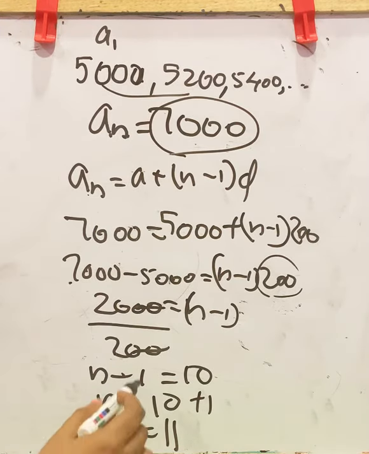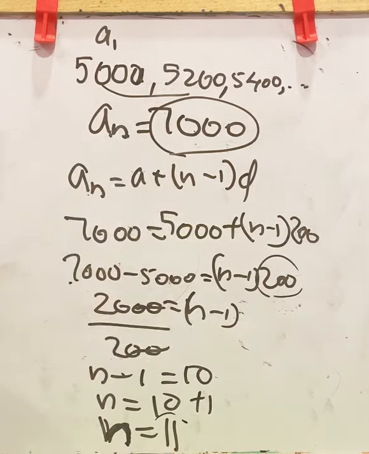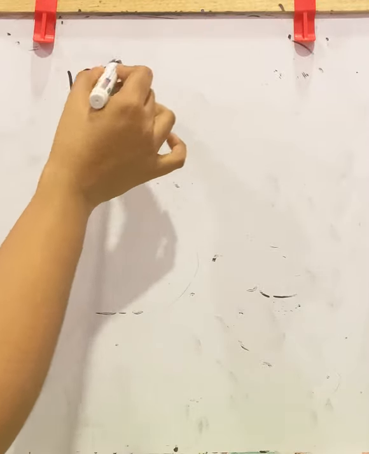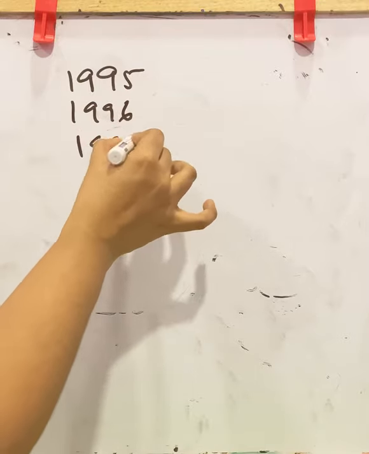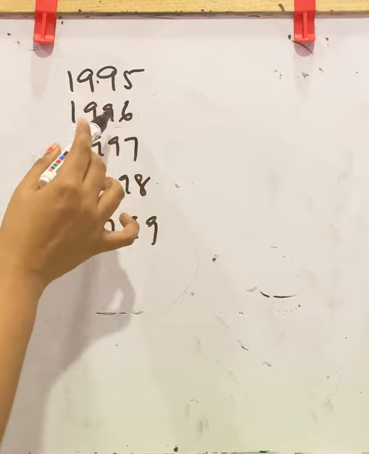Here N is the position of this value and the position is 11. Position 11 means it is the 11th year. In the 11th year we got 7,000 as salary. So which year is that? For that we will write 11 terms. 1995 is the starting year. 1996, 1997, 1998, 1999, that is 1, 2, 3, 4, 5.